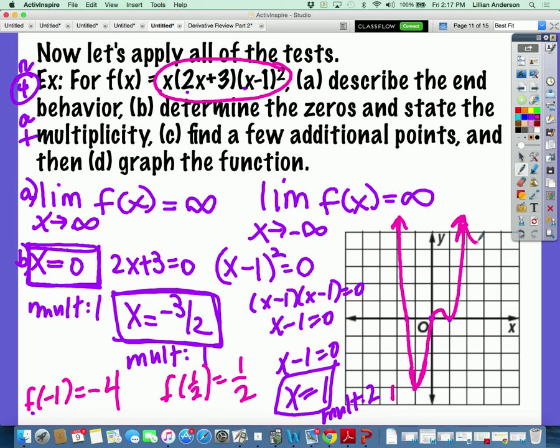Okay? I want you guys to try the next one on your own. Same directions, and graph it. You can do it. I'll give you about 5 minutes.